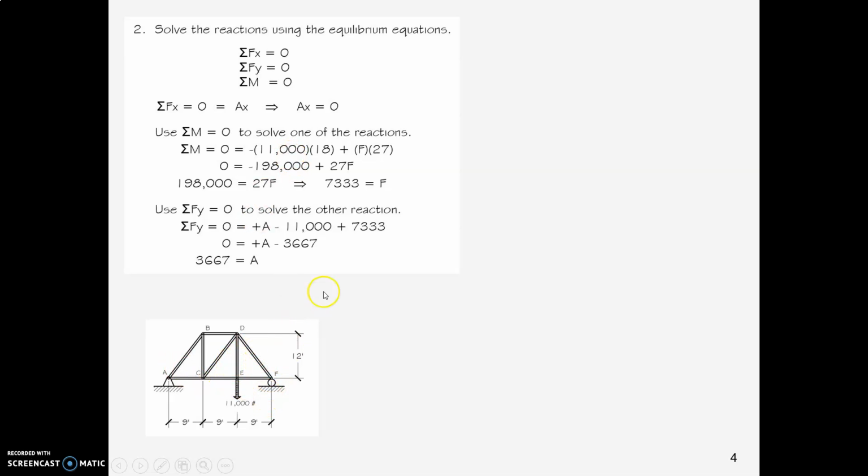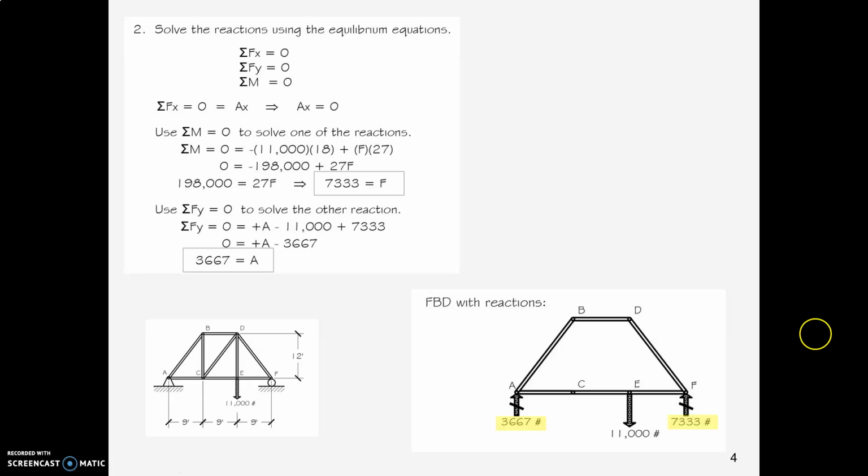force times distance, and I found that F was 7333. Then I went on to sum of all forces in the Y direction equals 0, and I used that to find how big is the reaction at A. All right, so now I know what numbers to write on my free body diagram. I'm going to write 7333 for F and 3667 for A. I'm starting to make my force summation diagram already. So now I've got forces in there. I can use those.